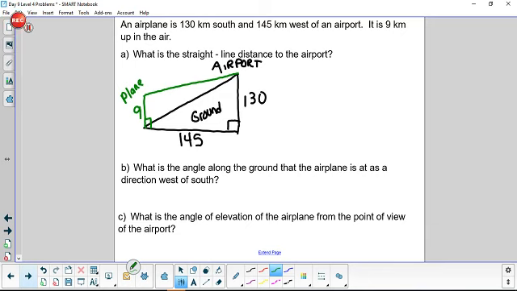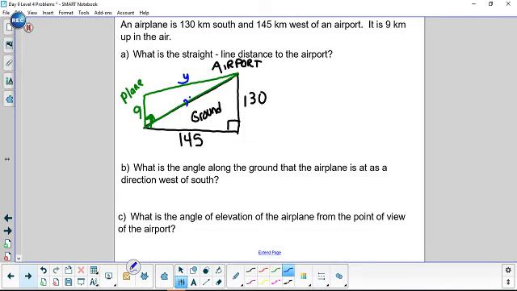So now what we're going to do, we want to know what is the straight line distance to the airport. So from the airplane to the airport, we want to know what this distance is. But if we look at our triangle here, and sorry, I should have drawn this to this black line, we do not have enough information. We only know one side, and we need two pieces of information.